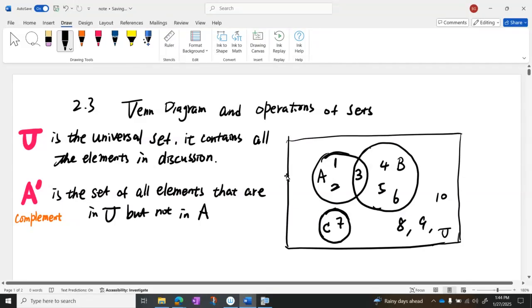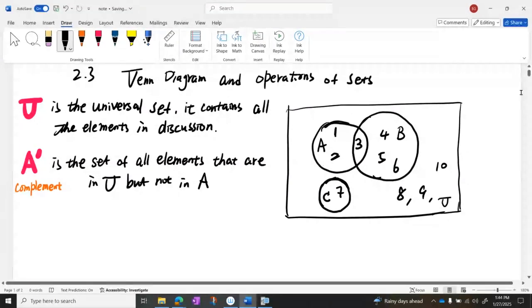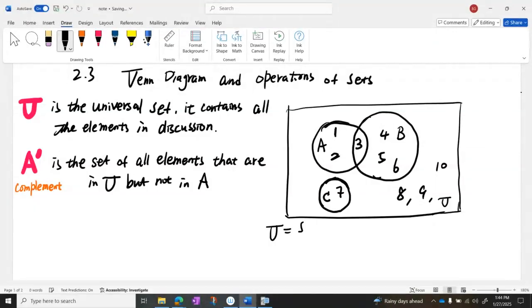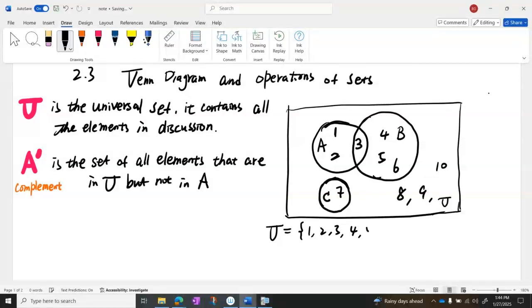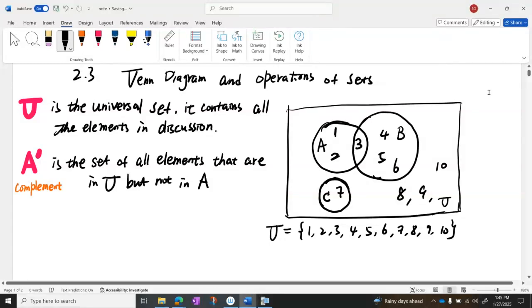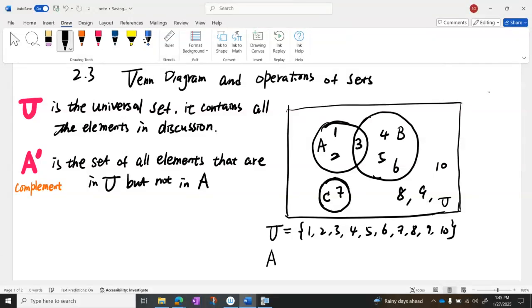Anybody can help me find a universal set? Let's use the roster method to find a universal set. The universal set contains all the elements in the box, and they are 1, 2, 3, 4, 5, 6, 7, 8, 9, 10. This is not difficult, right? So how do we find A prime?